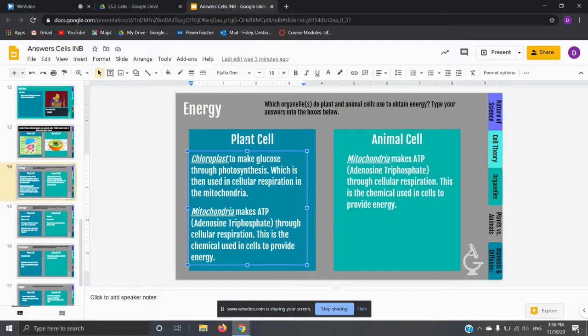Just know that it's a chemical used as a way to get energy in your cell. This chemical is used in cells to provide energy. So the plant cell has both the chloroplast and mitochondria. It has mitochondria and chloroplasts. Plant cells have both. Animal cells just have mitochondria. Okay? Animal cells just have mitochondria.